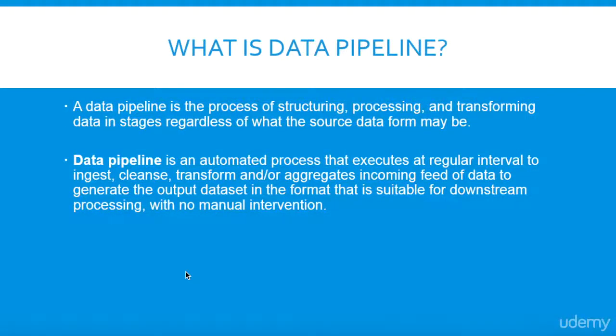In a general sense, a data pipeline is the process of structuring, processing, and transforming data in stages, regardless of what the source data form may be. Some traditional use cases for a data pipeline are pre-processing for data warehousing, joining with other datasets to create new datasets, and feature extraction for input to a machine learning algorithm. A data pipeline is an automated process that executes at regular intervals of time to ingest, cleanse, transform, and aggregate an incoming feed of data to generate the output dataset in a format that is suitable for downstream processing with no manual intervention.